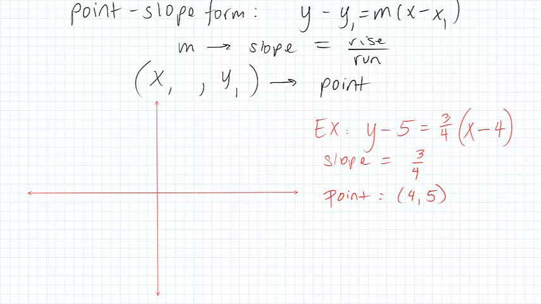If I now go to graph this line, I know a point and I know the slope. So I can plot the point (4, 5), and then I can use my slope. I could go up 3, right 4, or I could go down 3, left 4. Now, do you notice anything special about this line? It's the exact same as the line that we graphed when we were looking at slope-intercept form. It still has that y-intercept of 2, and it has the slope of 3/4. What's the relationship then between the point-slope form and the slope-intercept form?